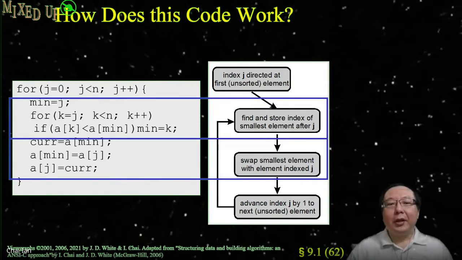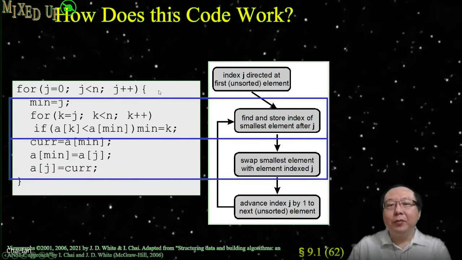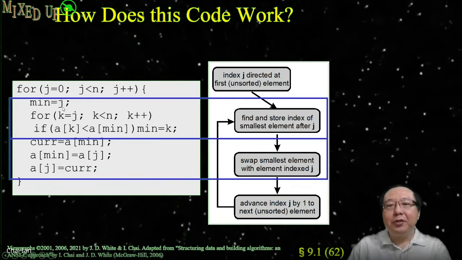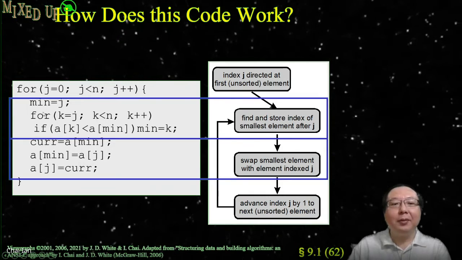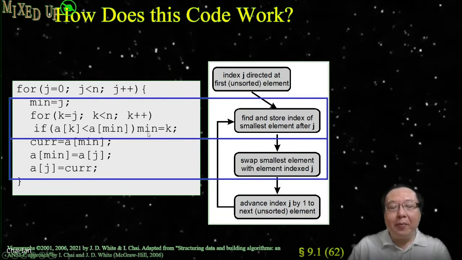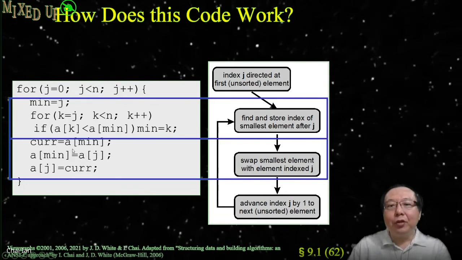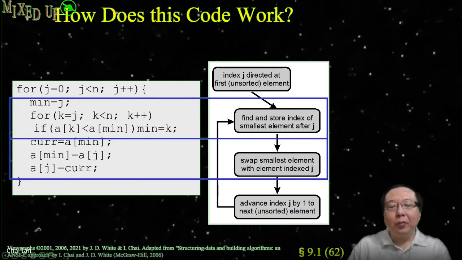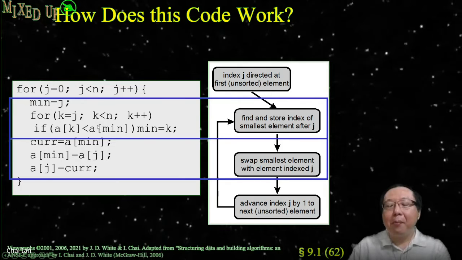So let's examine the code. We have first the j is the first unsorted element, right? So we put mean is j. We're now going to find and store the index of the smallest element after j. So we look through here, look for it, find it, and then we swap the smallest element with the element at index j here. Then j becomes the next element, and we continue that again.